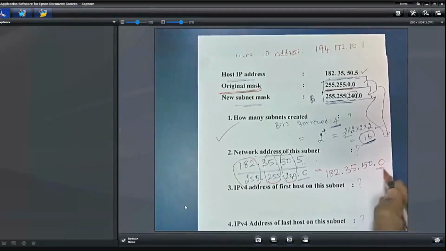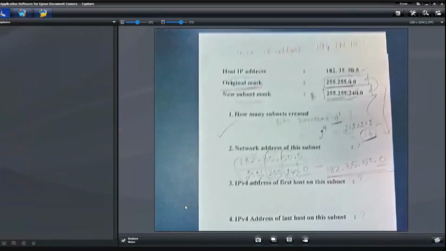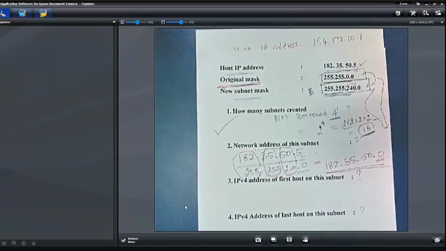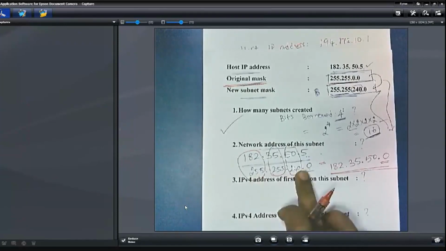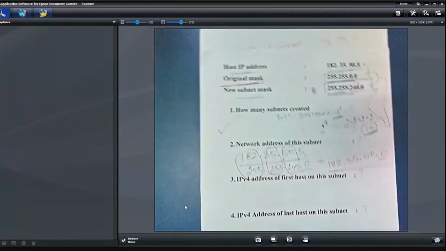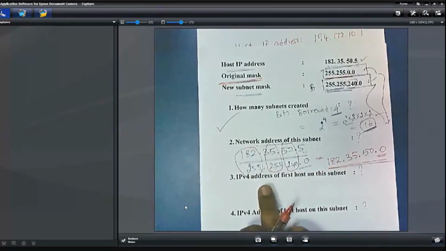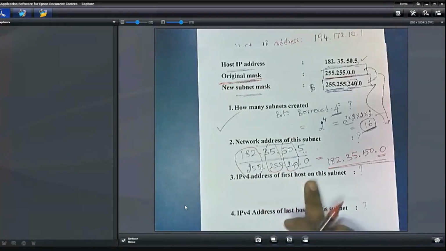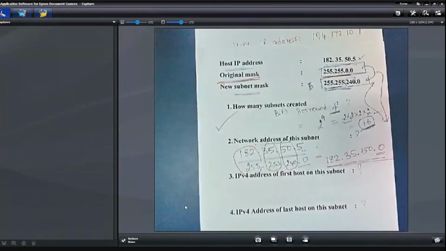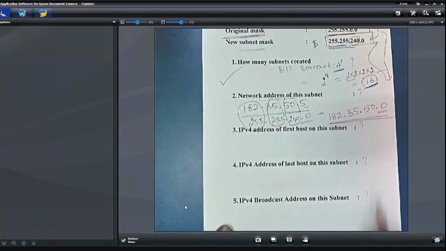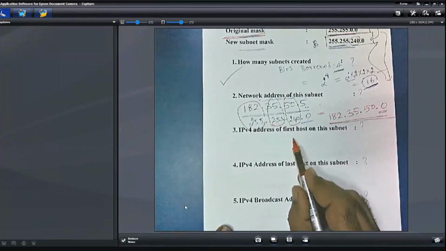182.35.50.0. This is going to be your subnet mask. Sorry, network ID. Okay, that's why I'm writing like this. Now, IPv4 address: the first host ID, last host ID, broadcast IP address. Three things I need. What is the formula here for the first host?